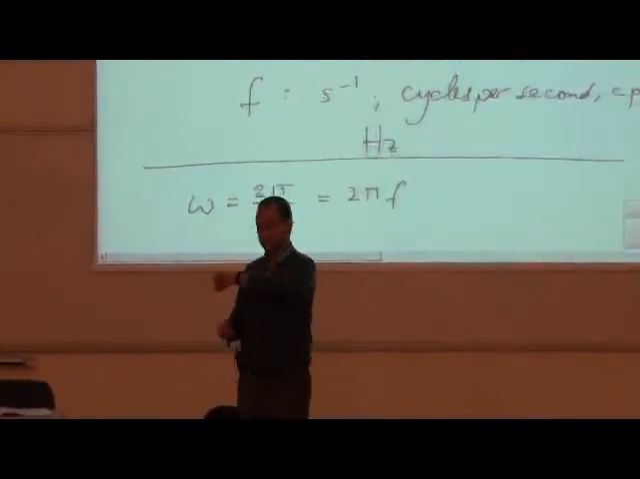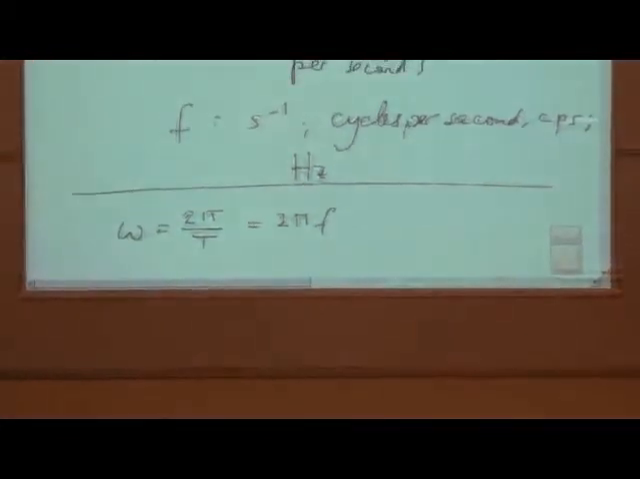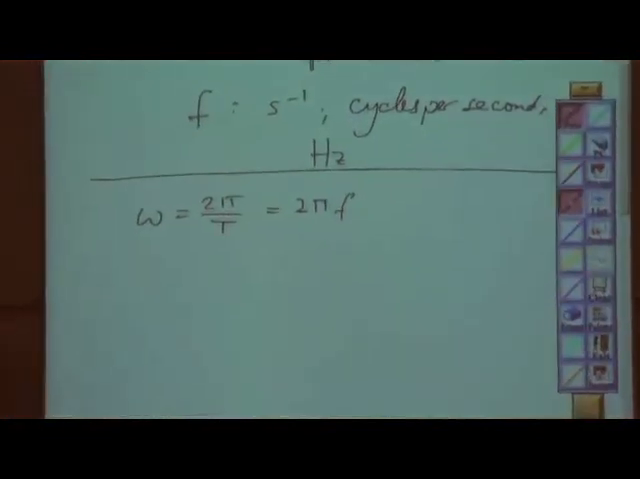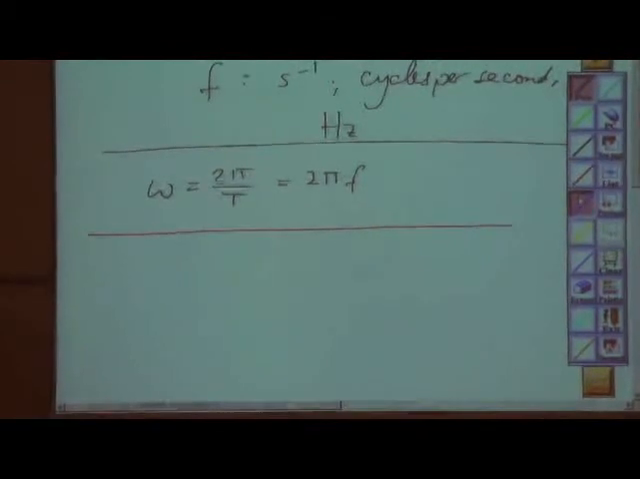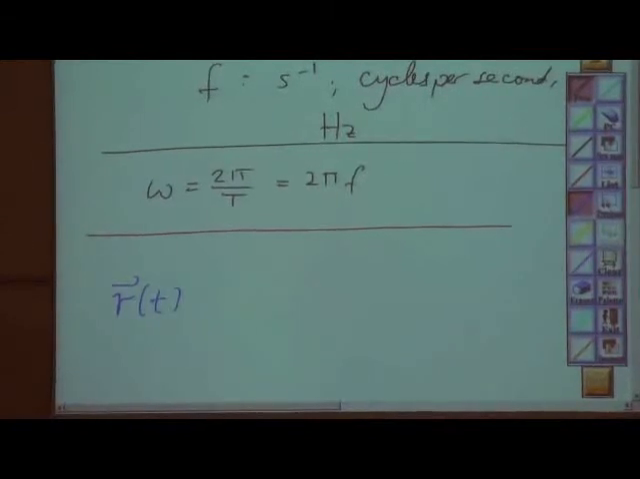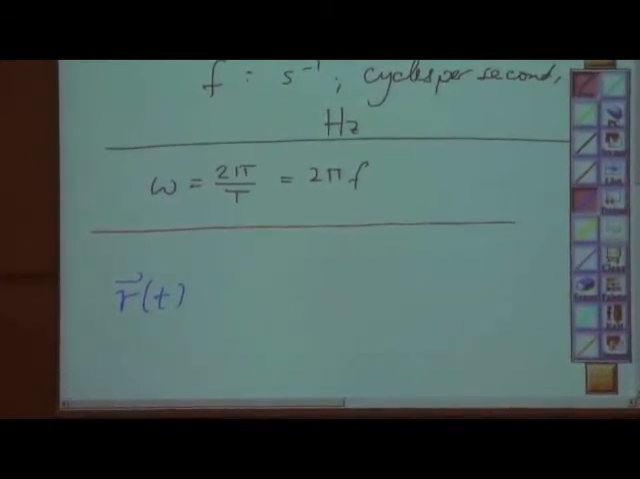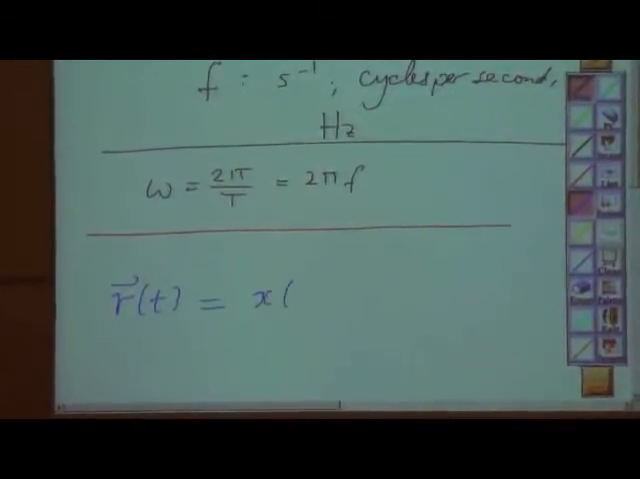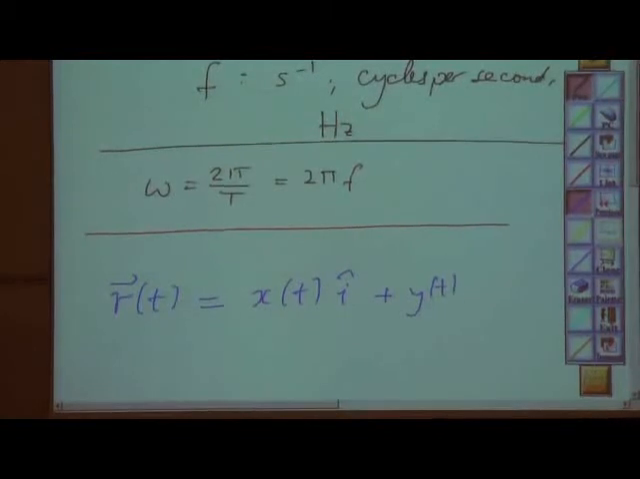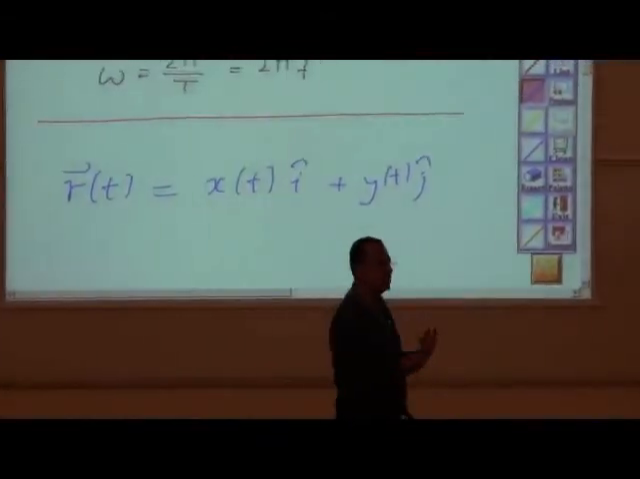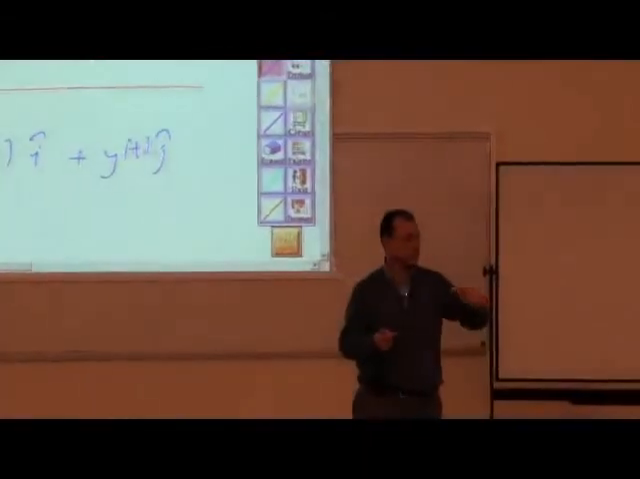What is the unit of that? The unit of it is second to the minus 1, or cycles per second, CPS. And sometimes it's called hertz. In terms of omega, which was 2 pi over T, omega is just 2 pi times f. Because if it does f turns per second, it means 2 pi times f radians per second. Any questions about this?